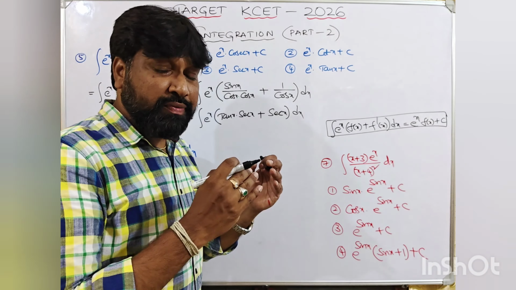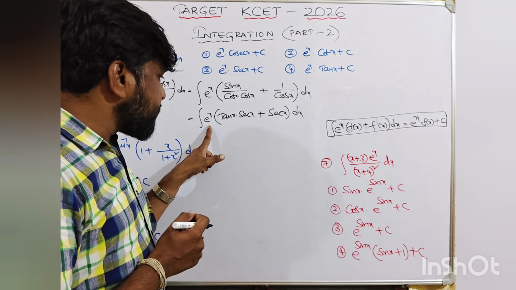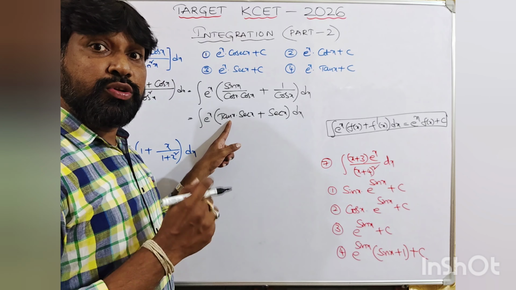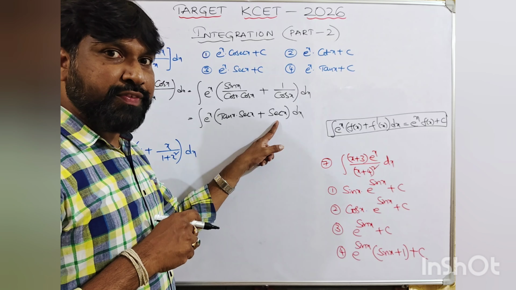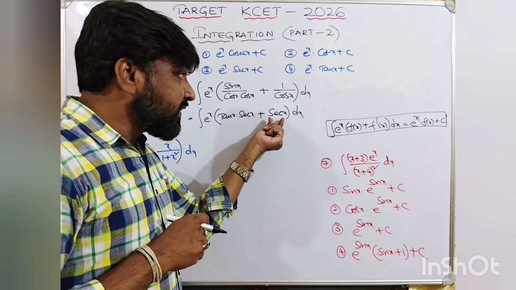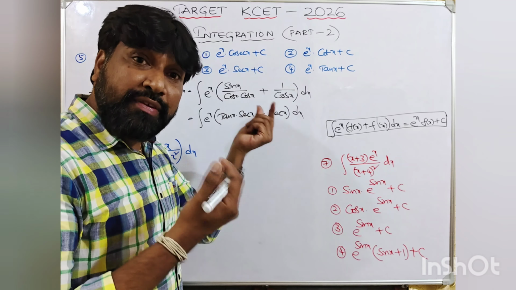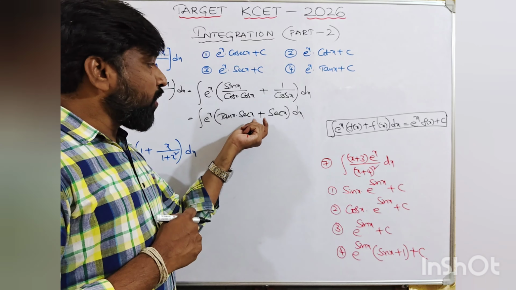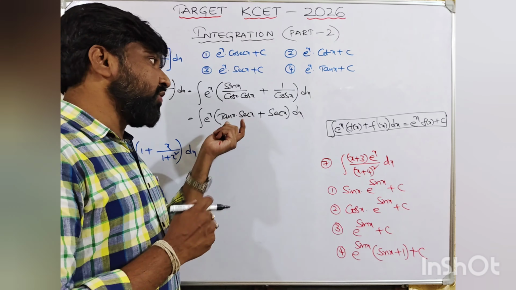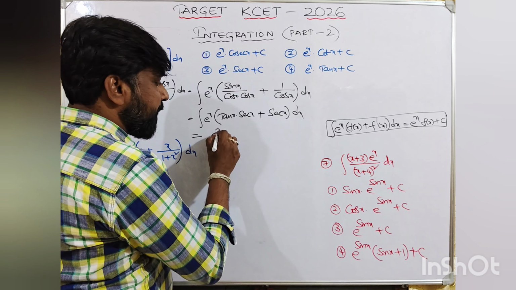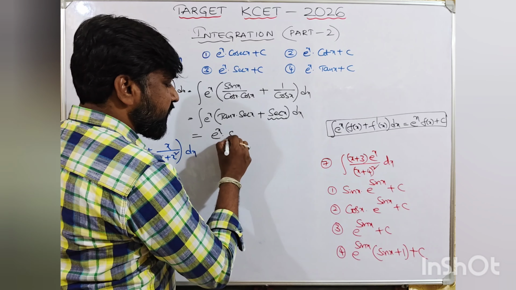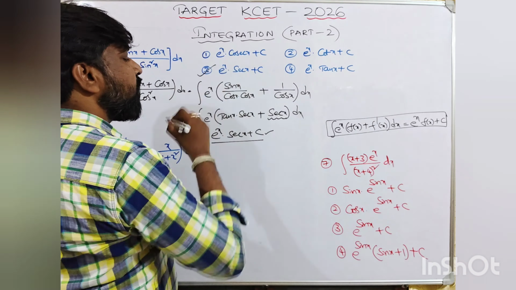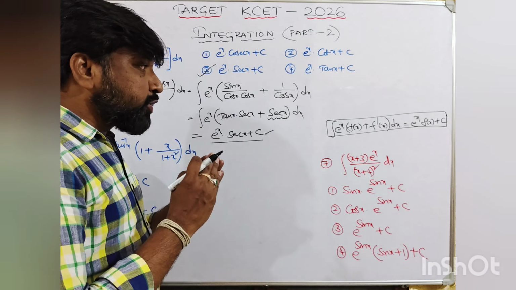Now almost completed. You need to search what is f of x, what is f dash of x. Integral e power x into, for example, if you call secant x as f of x, what is the derivative of secant x? Secant x into tan x, which is there here. Now this is f of x, this is f dash of x. Then the answer will become e power x into secant x plus c. That is your answer, friends. Option 3 is the correct answer, friends.